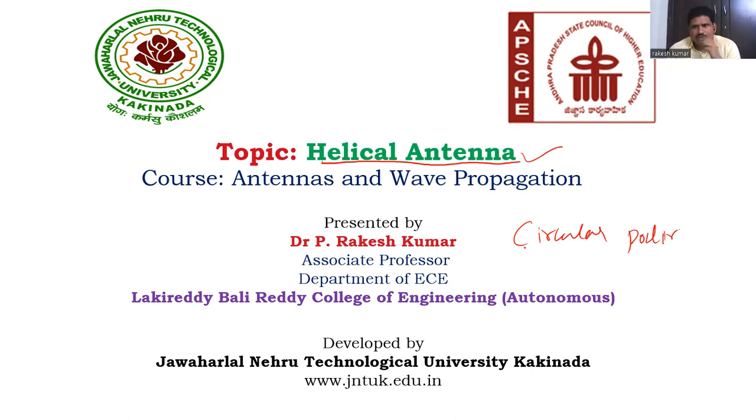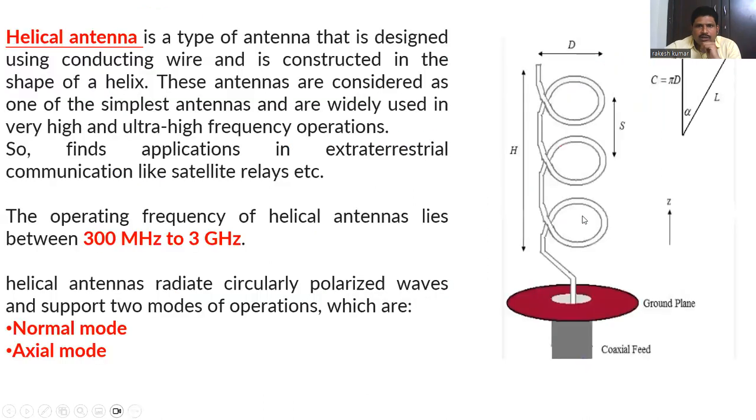So where are we supposed to use this circular polarization? In all mobile communications, we need circular polarization. Circular polarization is generally achieved by the loop antenna as well as the helical antenna. So we will see what the construction and everything is. Okay, introduction to the helical antenna.